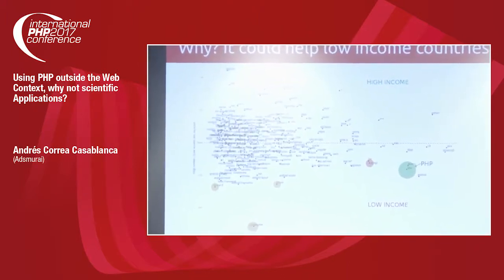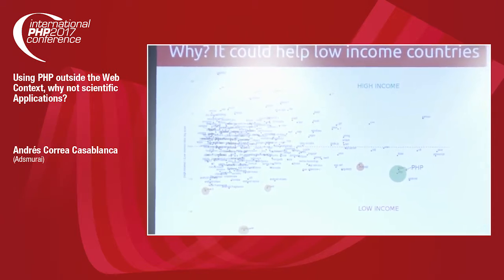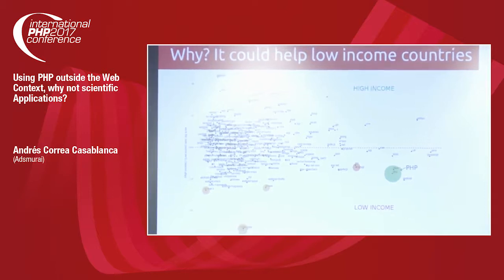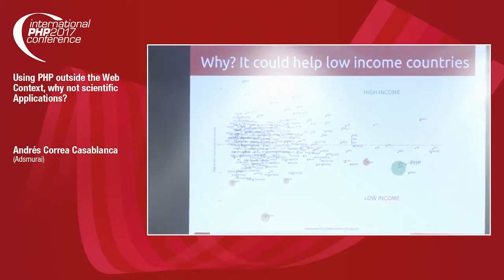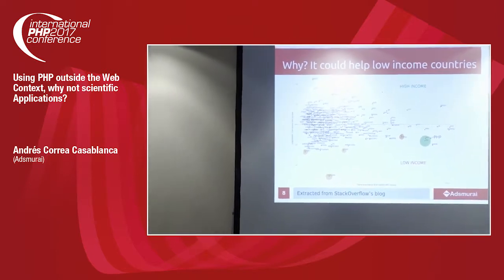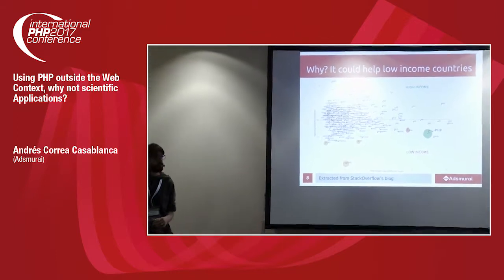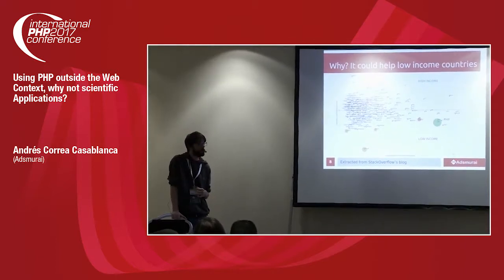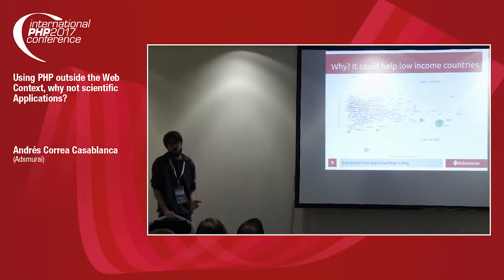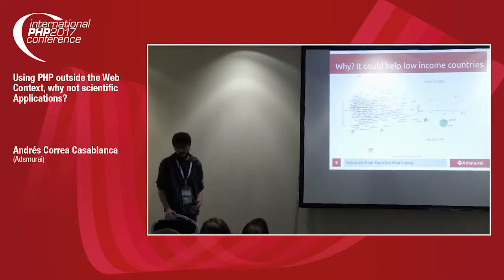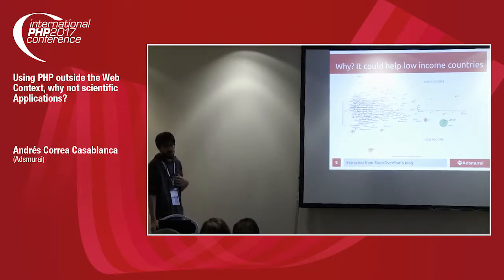And we can see, if we look in detail, technologies like MATLAB, NumPy, Pandas, Python that are used mainly in high-income countries. So if we are able to implement those technologies in PHP, we will be able to help those low-income countries to improve their technology. This is good by itself. This is a good goal. So I think it's interesting. That's one of my main goals.